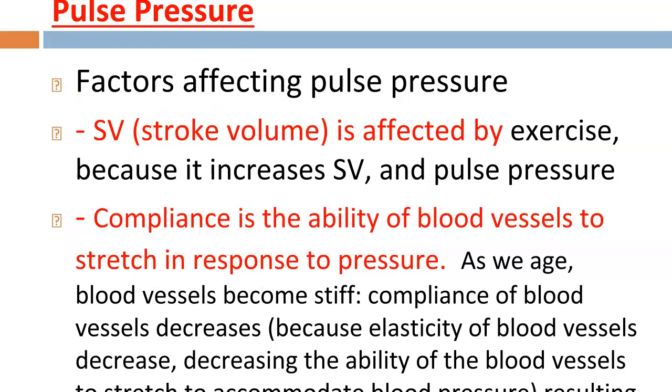Compliance is the ability of a blood vessel to stretch in response to pressure. That is something that happens in arteries, especially the elastic arteries. The aorta is going to stretch as it receives more blood, in order to accommodate the extra volume of blood. However, as we age, blood vessels become stiff and less compliant. So as blood vessels decrease their compliance, they are not able to stretch when they receive more blood. Therefore, blood pressure increases, and that increases pulse pressure.